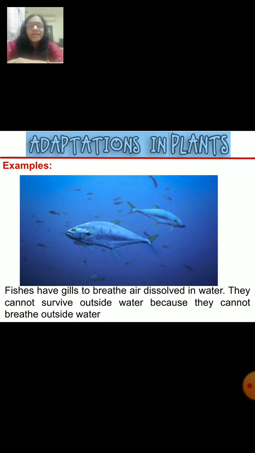Because they cannot live on land, they cannot take up oxygen from the air, so they have to breathe the air which is dissolved in the water, and for that they have gills. They cannot survive outside water because they cannot breathe outside water. So you can say the fish is adapted to live in the water only, right?